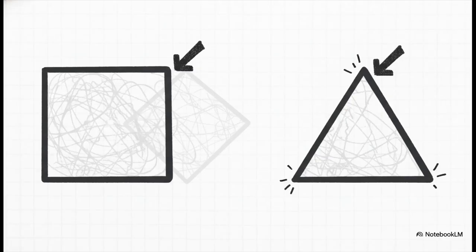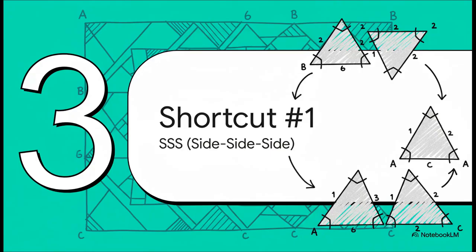Think about it like this. If you build a square with 4 sticks hinged at the corners, you can easily squish it and wobble it into a diamond shape, right? It's floppy. But if you do the same thing with just 3 sticks to make a triangle, you literally can't change its shape without breaking it. Those sides lock the angles into place. It's strong, it's stable, it's rigid. And this amazing principle of rigidity gives us our very first and maybe simplest major shortcut.